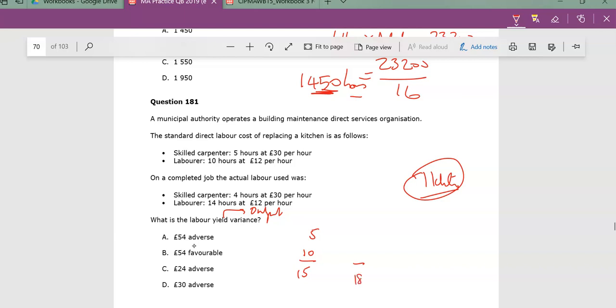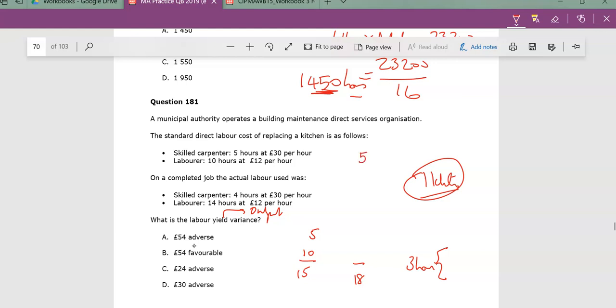And you've used 18 hours. That's the bottom line. I really can't be too bothered about the inputs. I'm interested in the outputs. So in effect, you've used 3 hours more than you should have. Now, if I want to cost these 3 hours, I'm going to cost them based on our standard agreement.